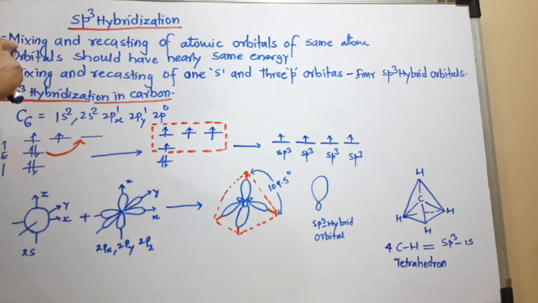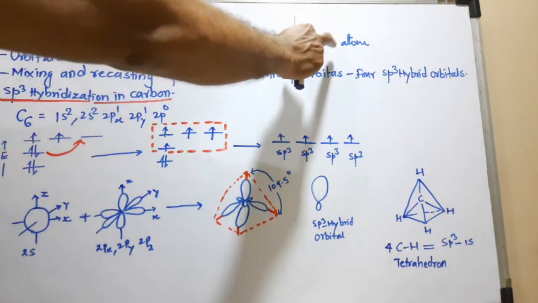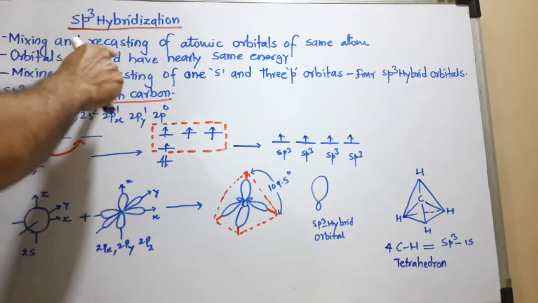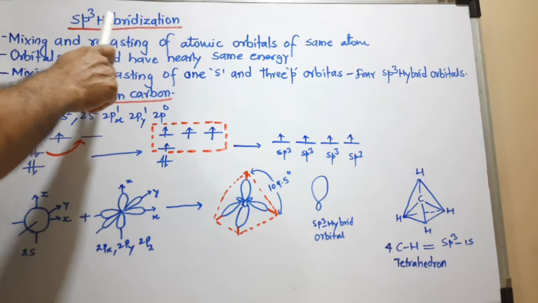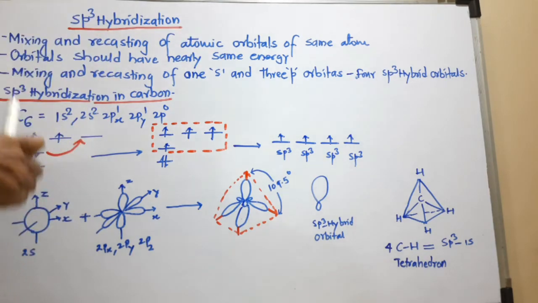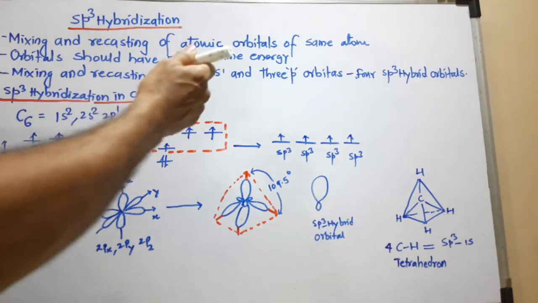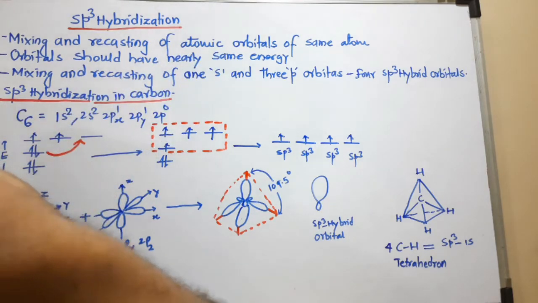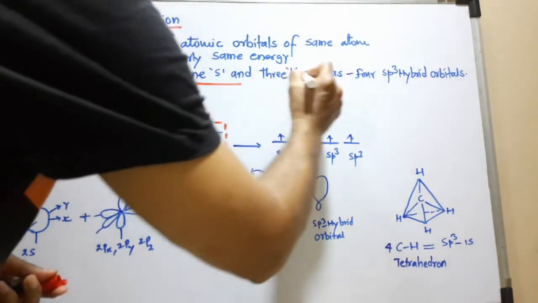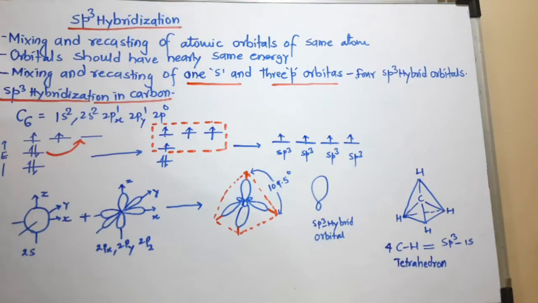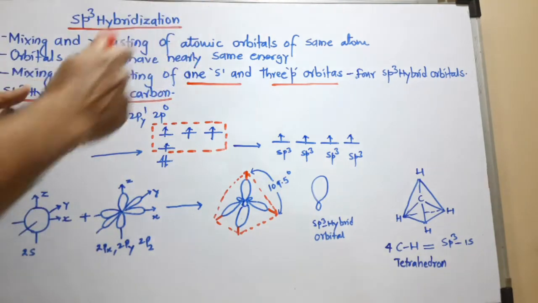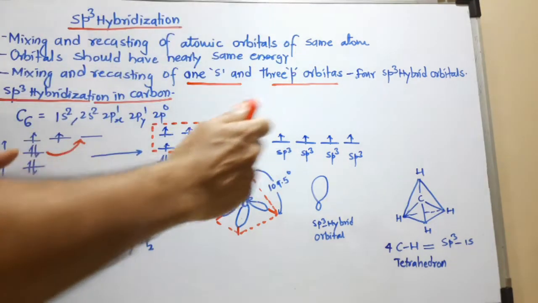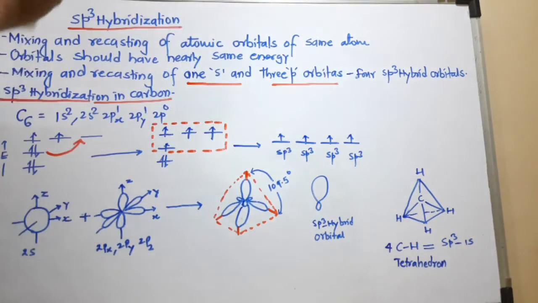So we have to consider only mixing and recasting of atomic orbitals of the same atom, where the orbitals have nearly the same energy. That mixing and recasting of atomic orbitals is called hybridization. If there is mixing and recasting of one s orbital and 3 p orbitals, then this is called sp3 hybridization. One more thing I want to add here: the number of atomic orbitals undergoing hybridization is equal to the number of hybrid orbitals formed.